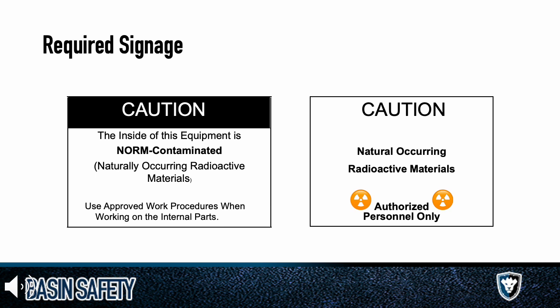Here you can see the required signage. So we'll start with the one on the left. Caution, the inside of this equipment is NORM contaminated. Use approved work processes or procedures when working on the internal parts. On the one on the right, caution, naturally occurring radioactive materials, authorized personnel only. The required signage just has to fit certain criteria set by OSHA, so make sure it does.